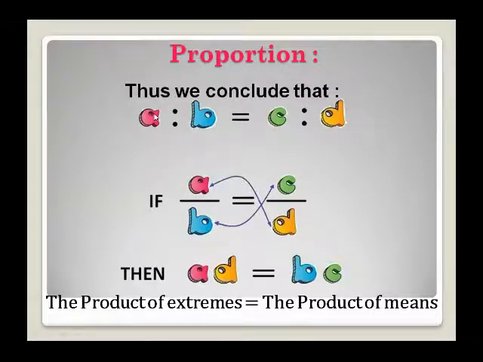I repeat, students, please listen to me carefully. Here, suppose that the numbers are A, B, C and D, and we have in fraction form A upon B is equal to C upon D. So A and D are the extremes, and the product of extremes is equal to the product of means, and the means are C and B.